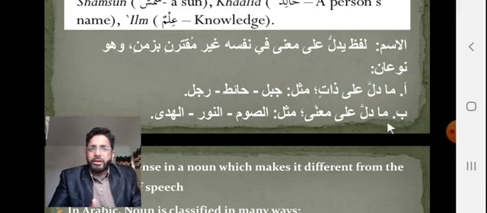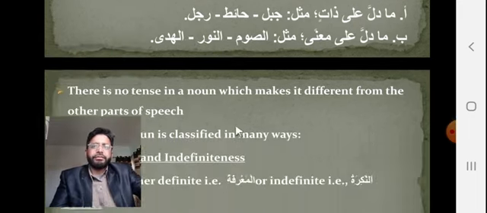And the second type is ما دل على معنى, which represents only meaning, and that's abstract. مثل الصوم, for example, fasting, and nur, light, al-huda, guidance. So these are all abstract nouns. So these are the two main kinds of nouns.